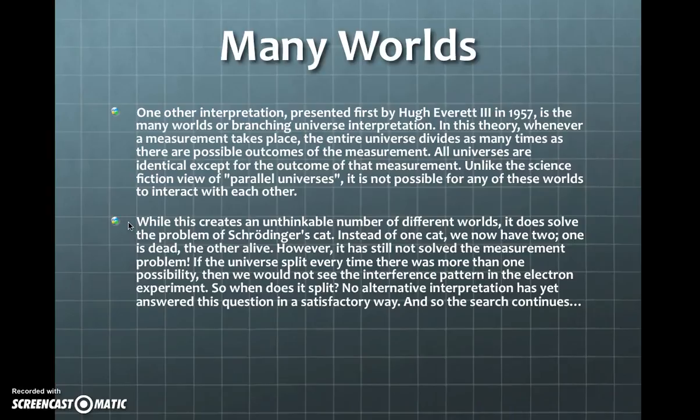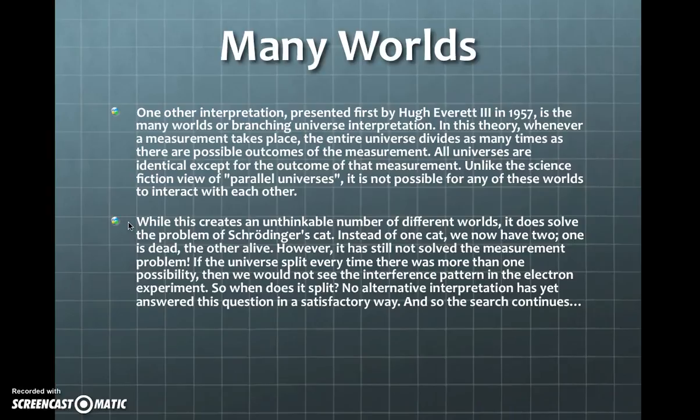Another interpretation presented by Hugh Everett in 1957 is many worlds or branching universe interpretation, and you often find this sort of stuff in string theory, another variety. In this theory, whenever a measurement takes place, the entire universe divides as many times as there are possible outcomes of the measurement. All universes are identical except for the outcome of that measurement.